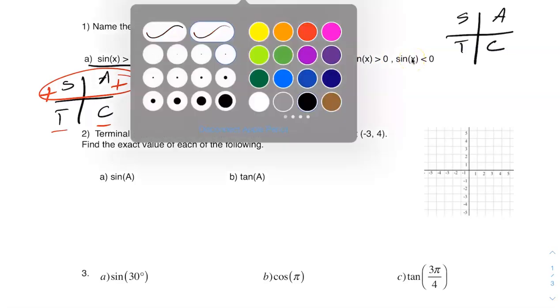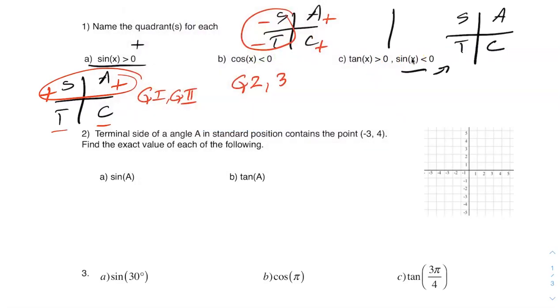Next one. So I want tan to be positive and sine to be negative. So let's do these separately. We'll say sine is this one, and we'll do tan right here. So where's tan positive? Tan's positive at A for all and at T for tan. So those two are the answers for tan.